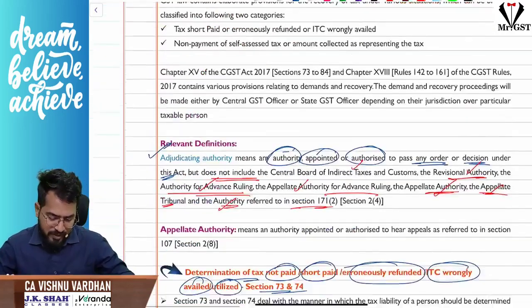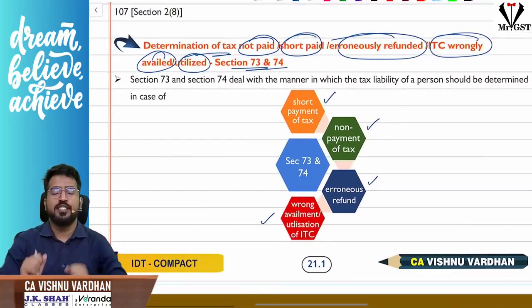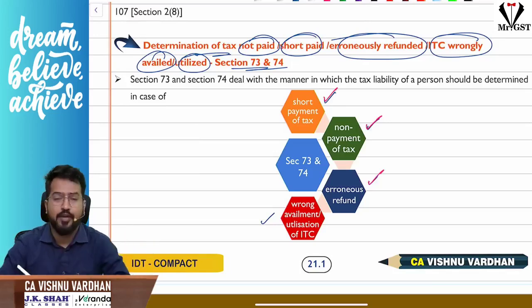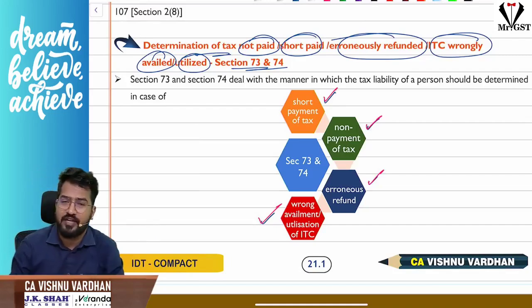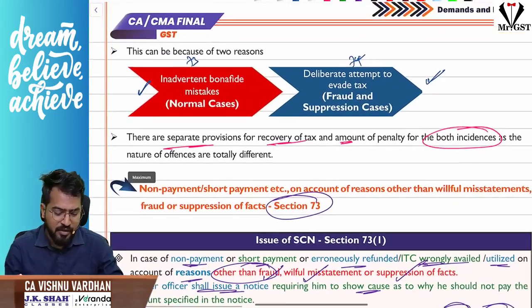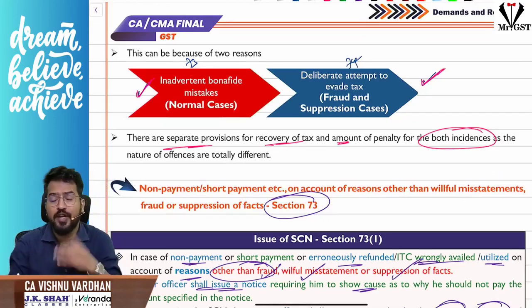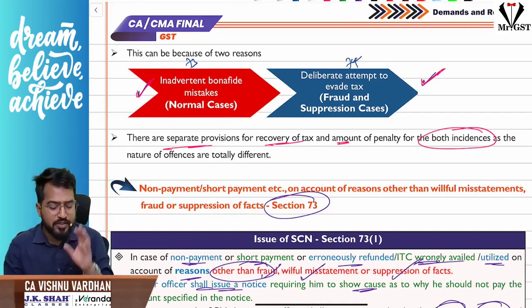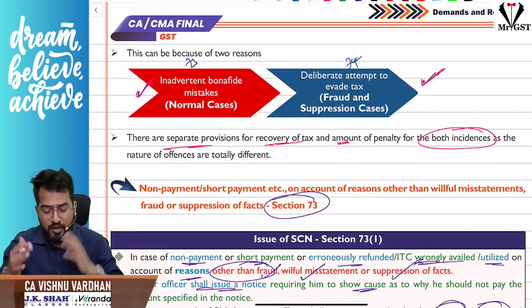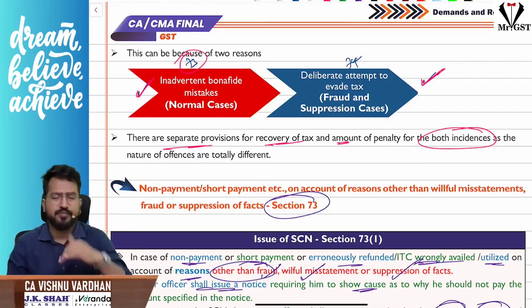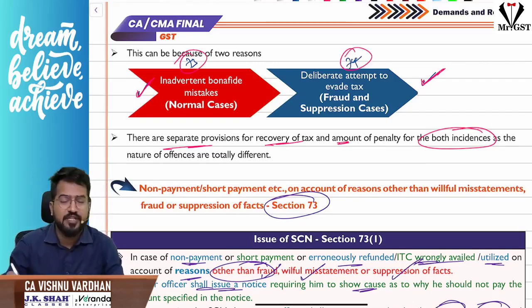First of all, understand that in this chapter we are going to see, if at all tax has been short paid or not at all paid or erroneously refunded, or ITC has been wrongly availed and utilized, in such cases how are you going to recover that? Please understand these things can be because of bona fide situations, or there may be an intention to evade taxes. So it may be a normal case, or it may be a fraud or suppression case, that means willful evasion of tax, versus unintentional. Section 73 deals with bona fide mistakes, and section 74 deals with willful evasion of taxes.